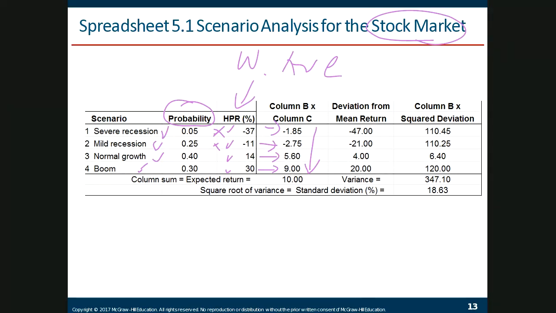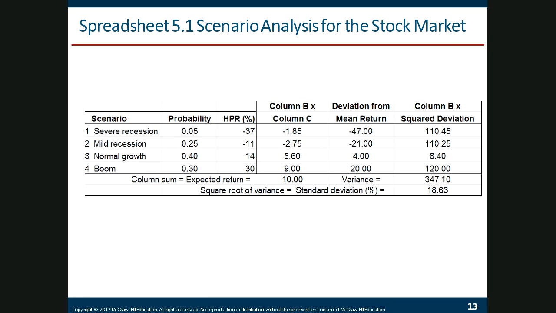So deviation from the mean return, that is taken from 37, let me change another color, from the negative 37, from the negative 1.85. That makes sense. Oh, sorry, the negative 30, I'm so sorry. Okay, so let me erase all this. Now let's start from here.